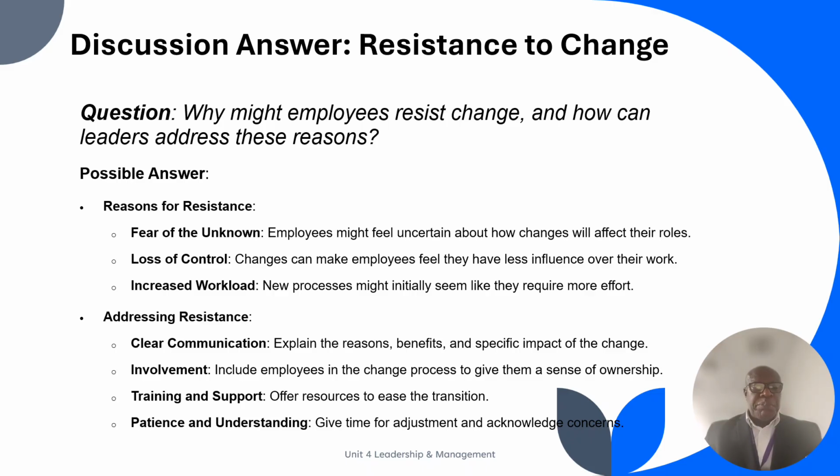And the last one is about being patient and understanding. You can give the employees time, like a trial period, to see if that change can occur naturally as time progresses. Okay? So these are ways in which you can address resistance to change. All right? Is that clear, guys?